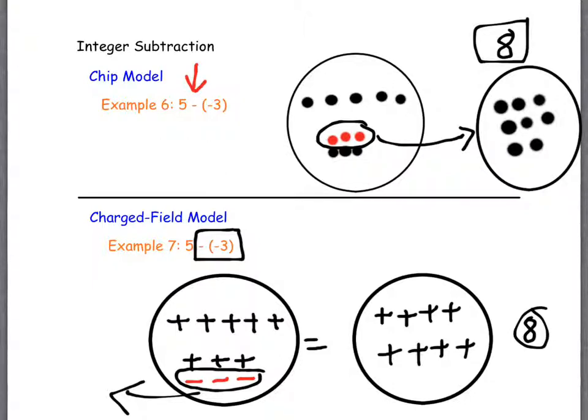Any questions on that? What would happen if I had all negative charges left inside my circle? My answer would be negative, right? If I had all red chips or all negatives, I'd have a negative answer.